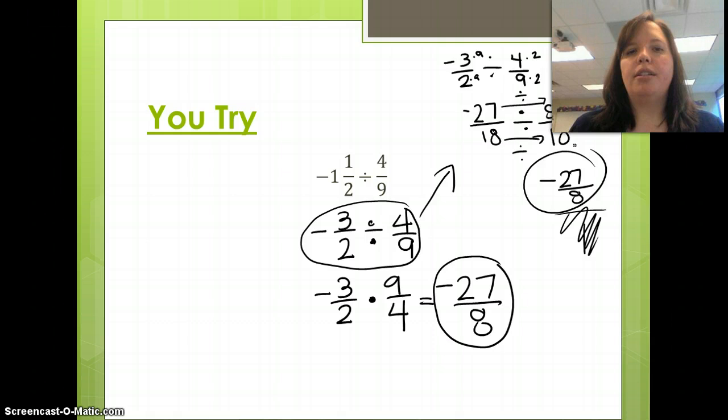So hopefully this jogged your memory and wasn't too long and painful. We'll practice this tomorrow and wrap up fractions.